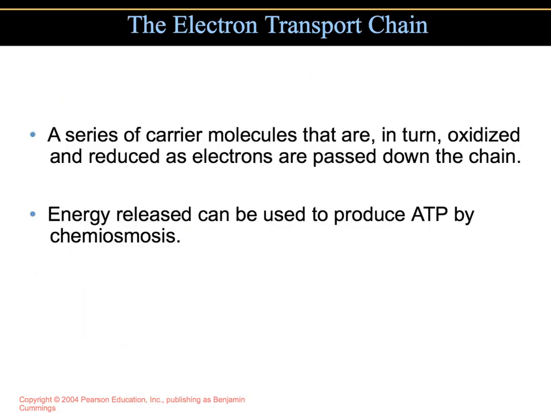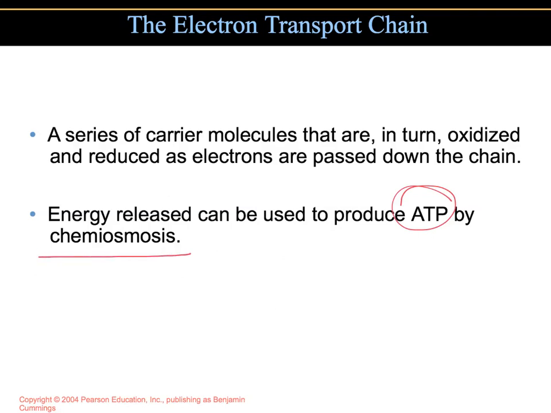Now that we've gone through glycolysis and the intermediate step and the Krebs cycle, we are moving towards the very last stage, which involves the electron transport chain. In the electron transport chain, there are a series of carrier molecules. They carry electrons, and there are a lot of oxidations and reductions taking place as the electrons are passed down the chain. The electrons are going to be passed down the chain to oxygen. In cellular respiration, oxygen is the final electron acceptor. And the energy that's released as these electrons fall down to oxygen will then be used to make ATP by what we call chemiosmosis.